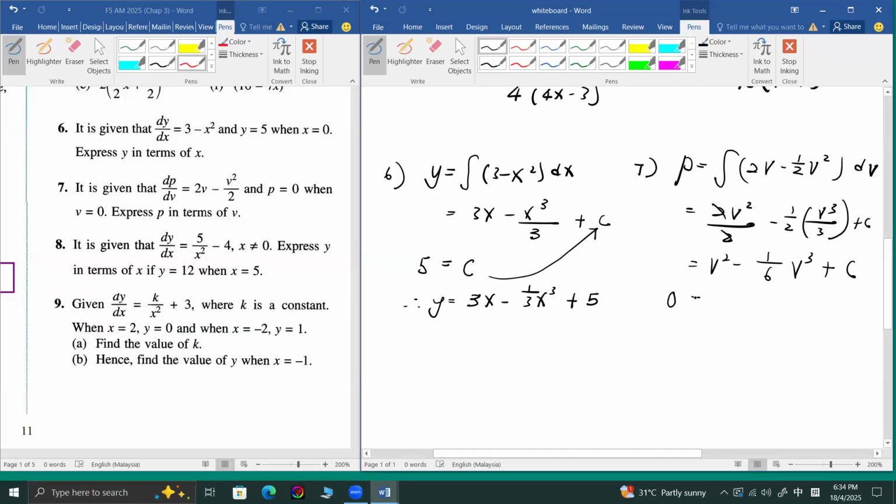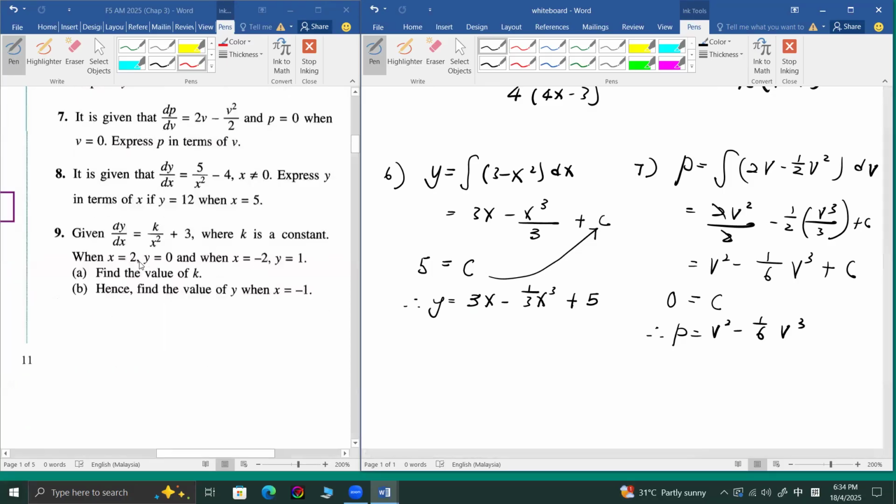Like the same thing as question 6, you see? P is 0 when V is 0, to make C 0. So I got my P is V squared minus 1 over 6 V cubed. Plus C is 0, right? So C is 0, no need to write. Okay, that's all for this. Is it okay? Done, question 6 and 7. Question 8, I leave it to you all also because it's the same. I'm going to explain number 9. I can read it. Number 9 is here.